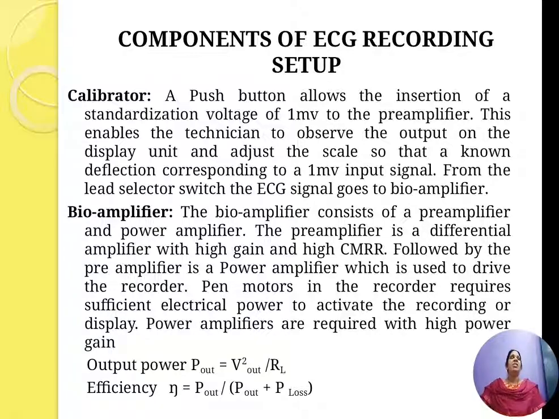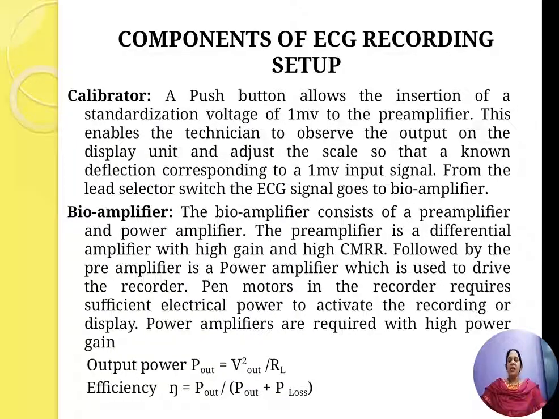So the calibrator is a push button switch. Upon insertion of the standardization voltage of 1 millivolt to the preamplifier, this enables the technician to observe the output on the display unit and adjust the scale so that a known deflection corresponding to 1 millivolt input signal is produced. From the lead selector switch, the ECG signal goes to the bioamplifier.